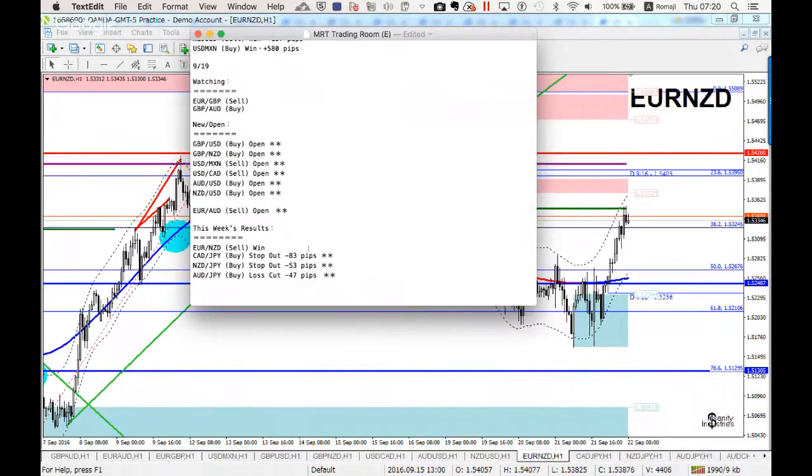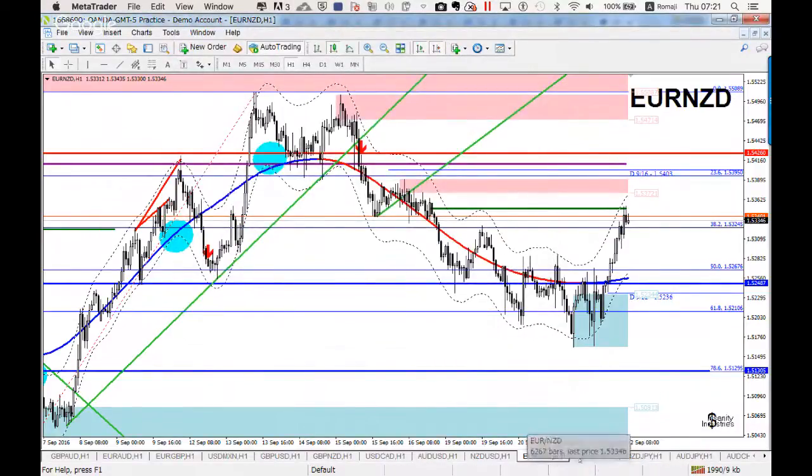That's a win for 76 pips. And finally, Euro Aussie sell. This one actually went all the way. If I can find it. Oh, I know where it is.